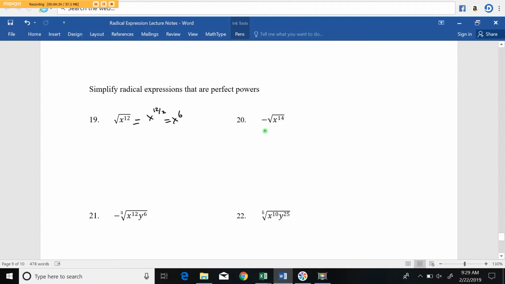It's like number 20. Now the minus sign, just leave that in front. That's just sitting out in front of this. And this is the square root of x to the 14th power, so x to the 14 over 2. And that can be simplified to x to the 7th.